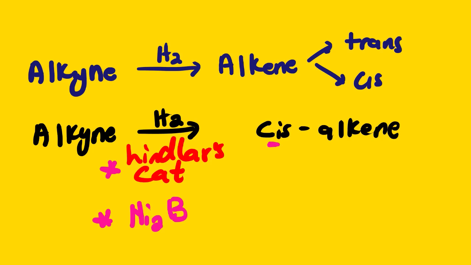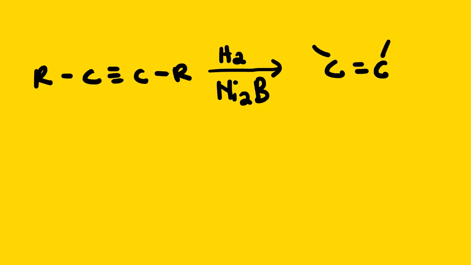Let us look at the general reaction for this. Suppose we have an alkyne, we hydrogenate it in the presence of Lindlar's catalyst, or we can take nickel boride. We are going to have a cis-alkene. Remember, cis simply means that the common groups are on the same side. So this is the general reaction. Let us look at examples now.